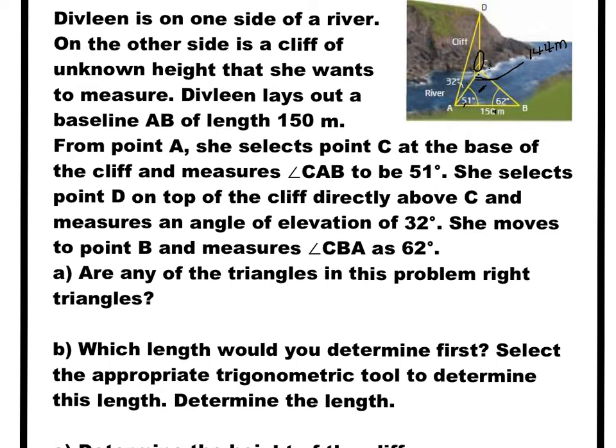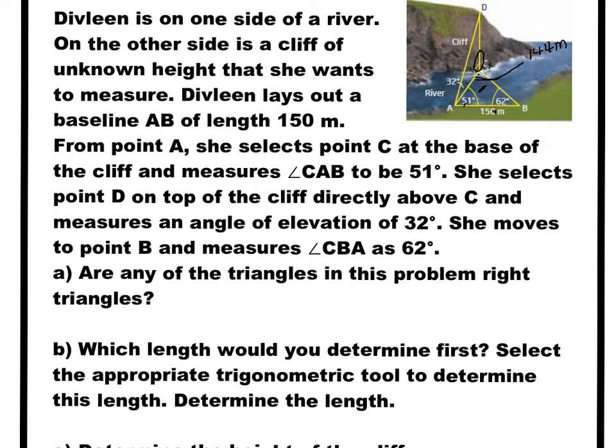I have angle DAC to be 32 degrees. I have to find side DC, which is h. I know the angle is given. I'm looking for the opposite side, and I know the adjacent side, so I can use the trig ratio tan. Remember, I can use trig ratio because the triangle is a right triangle.